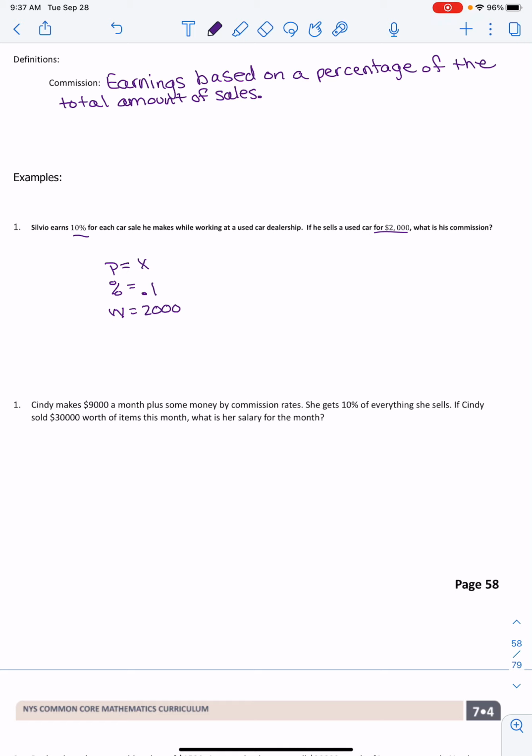So next, we would have P, percent, and W. So we have X equals 0.1 times 2,000. So that would be $200 commission.